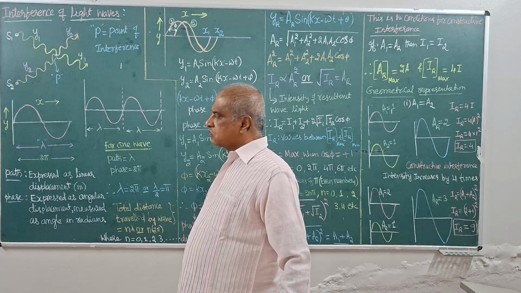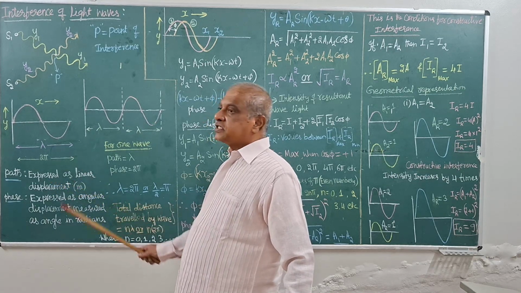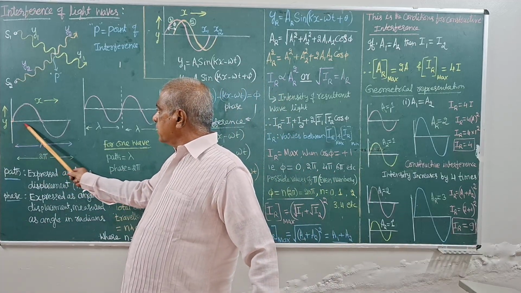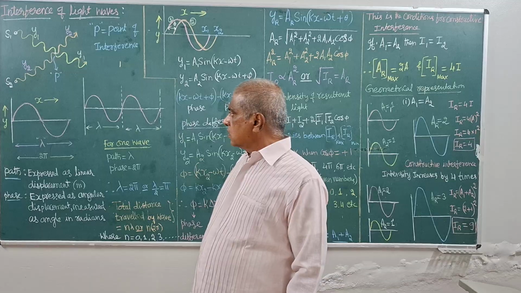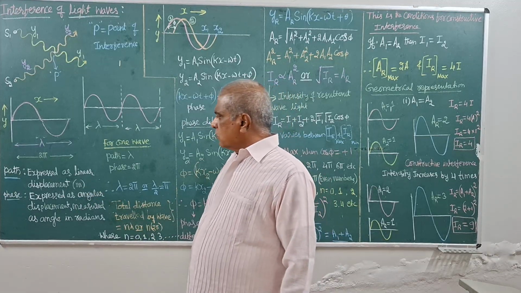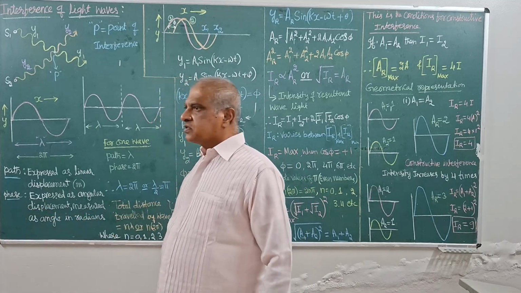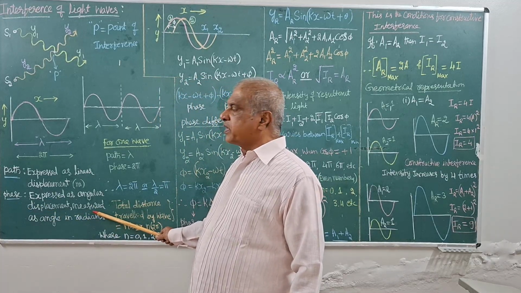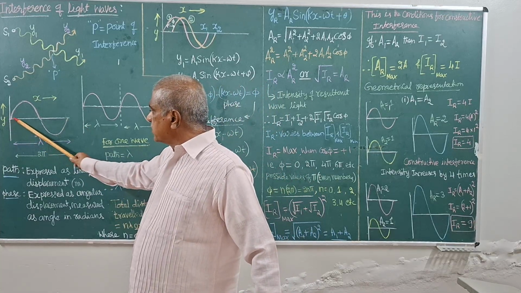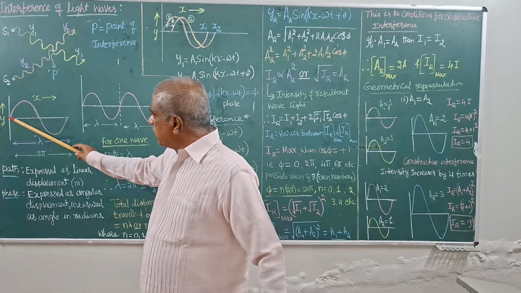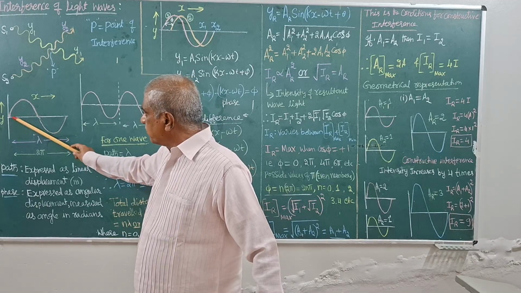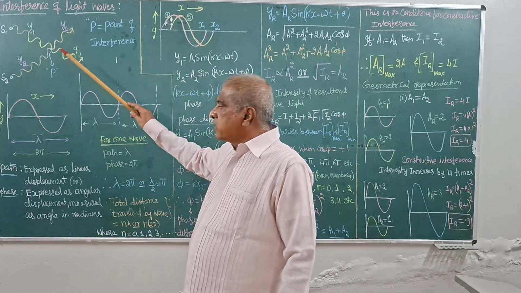Path is the linear displacement. The linear displacement of the wave along the x-axis. The unit is meter, of course, in SI unit. What is phase? Phase is the angular displacement. Here, angular displacement along the y-axis with respect to x. Here, disturbing away from this equilibrium, and like this. Angular displacement.